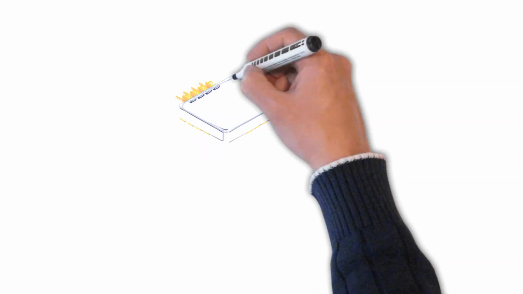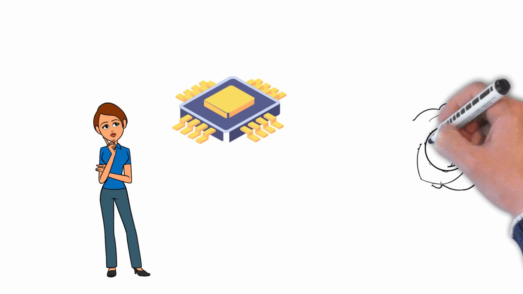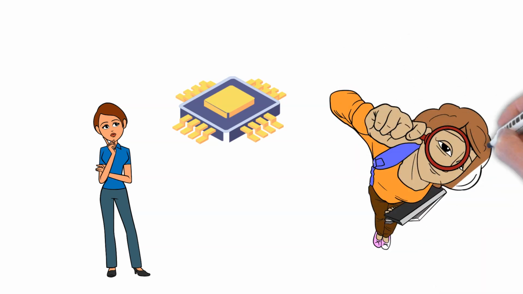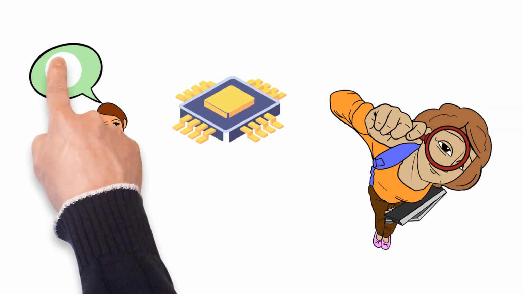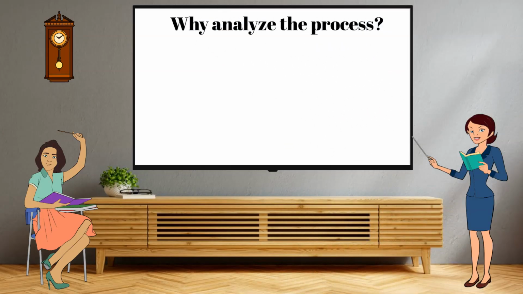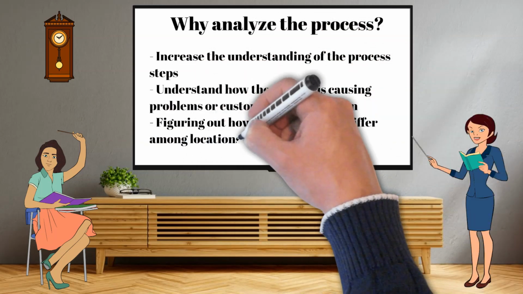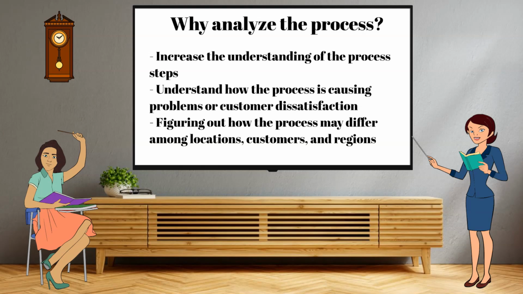SIPOC helps define a complex project and is typically employed at the measure phase of the Six Sigma DMAIC methodology. It is similar and related to the process mapping tool, but provides additional details. So why analyze a process? Well, it helps increase the understanding of the process steps. It helps you understand how the process is causing problems or customer dissatisfaction. It assists in figuring out how the process may differ among locations, customers, and regions.